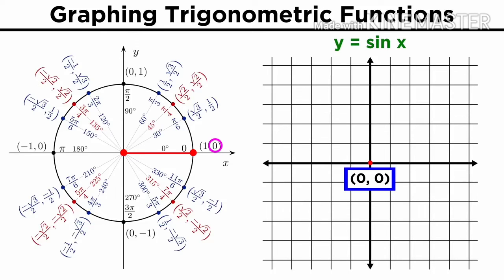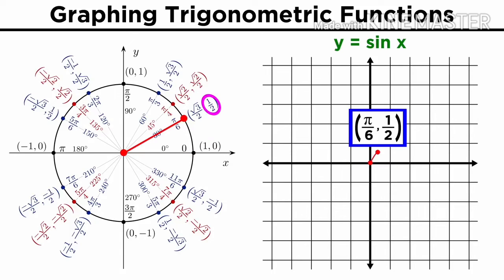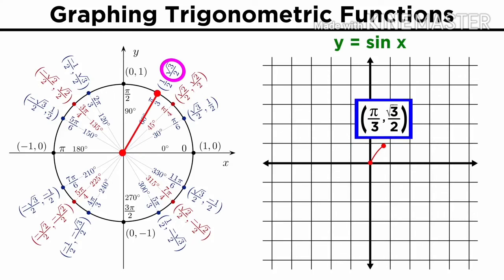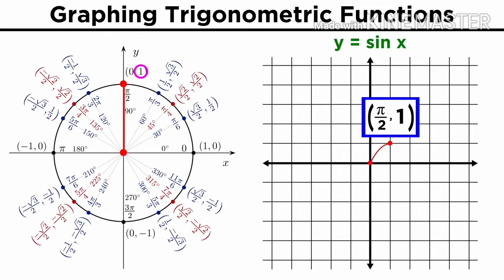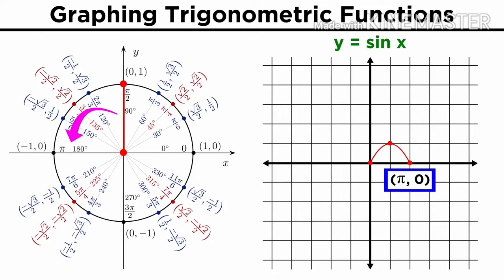When x is 0, y is 0. When x is pi over 6, y is 1/2. When x is pi over 3, y is √3 over 2. When x is half pi, y is 1. Then, as we move through quadrant 2 of the unit circle, the sine values start to go back down until we get to x equals pi, where y is again 0.